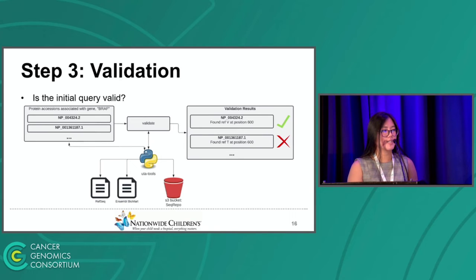In the first, we can see the accession. We found V at position 600, which is what we're expecting, so it's valid. In the second accession, we found T at position 600, which is not what we're expecting, so it's invalid.